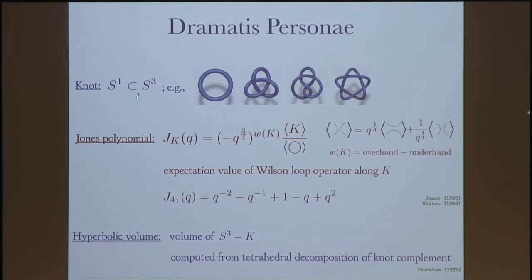Another invariant quantity we can associate with these knots is the hyperbolic volume. We essentially subtract the knot from S3, and we compute this volume using a tetrahedral decomposition. This hyperbolic volume applies to a certain class of knots that are called hyperbolic. According to the theorem of Thurston, all knots are either torus knots, hyperbolic knots, or satellite knots. At a given number of crossings, most knots will be hyperbolic.